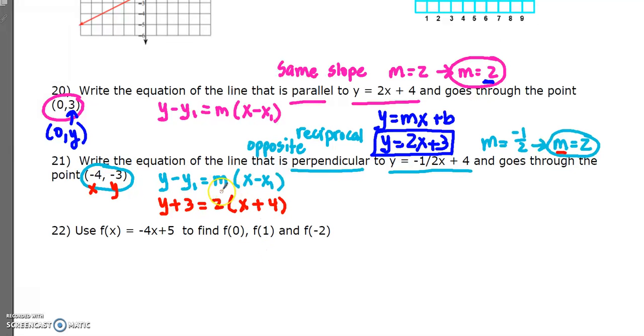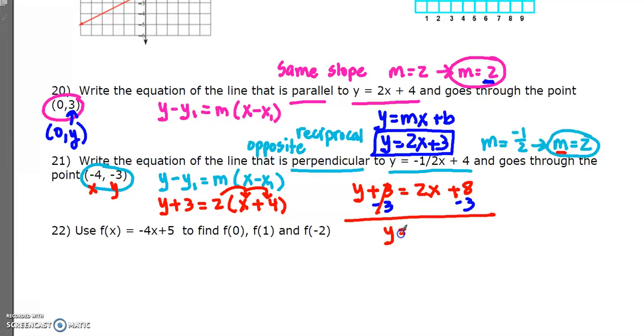So now we just have to simplify that. I will be distributing the 2. So I have y plus 3 equals 2 times x is 2x, and then 2 times 4 is 8. And then I just have to move my 3 over. I will do that by subtracting 3 from both sides. So that is gone. I bring my 2x down, and then 8 minus 3 will give me a positive 5. So there's my equation for number 21.